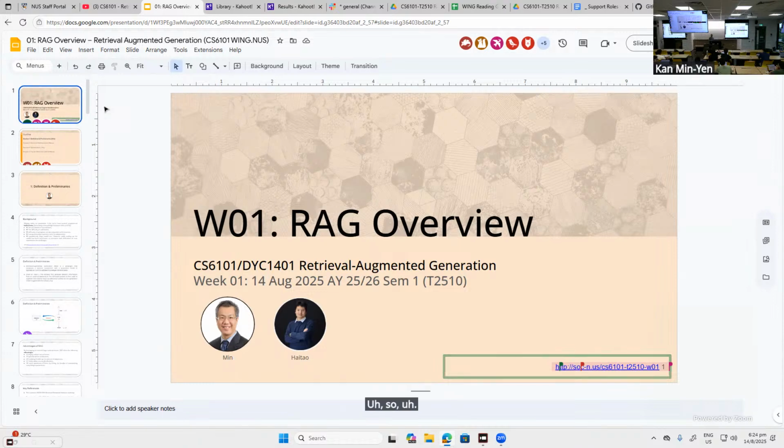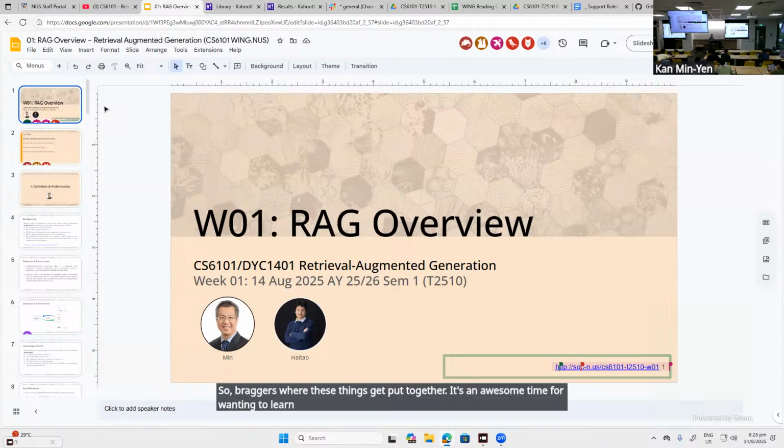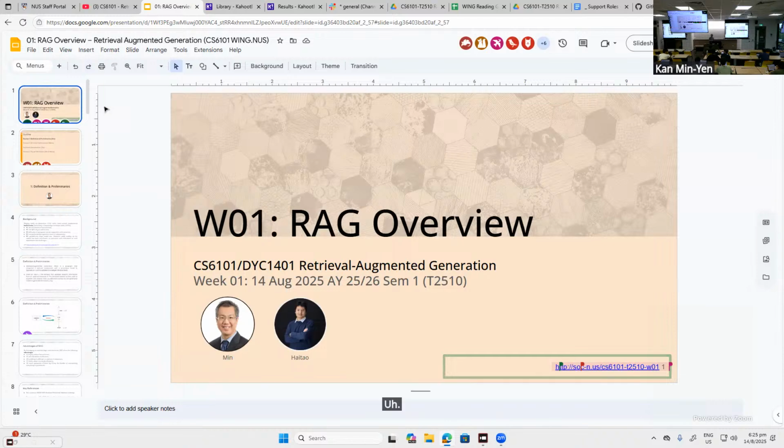Information retrieval is also taught as a 3,000 level class in SOC, but it teaches more of the traditional information retrieval. So RAG is where these things get put together. So we think it's an awesome time for you to learn RAG, for us to get more people interested in that.